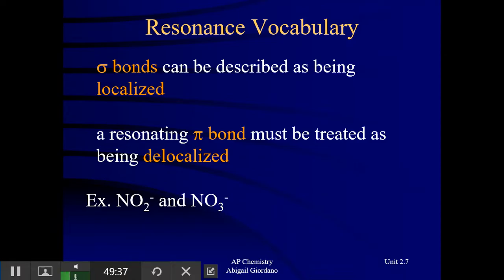And if you're ever asked to explain resonance, okay, you are permitted to use the term pi bond if you want. You can simply say there is a pair of electrons resonating between two locations, or you can say there is a pi bond resonating. You can describe them as delocalized electrons. You have options here. And I just wanted to go over that with you and just show you that you have some more vocabulary available to you.